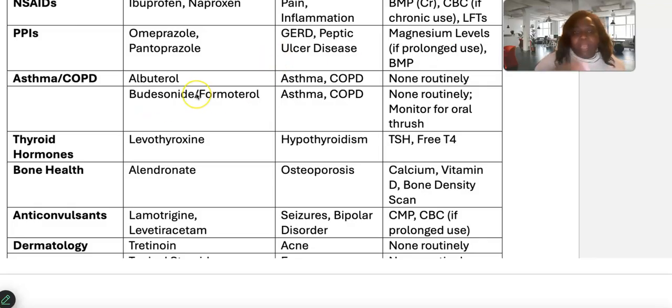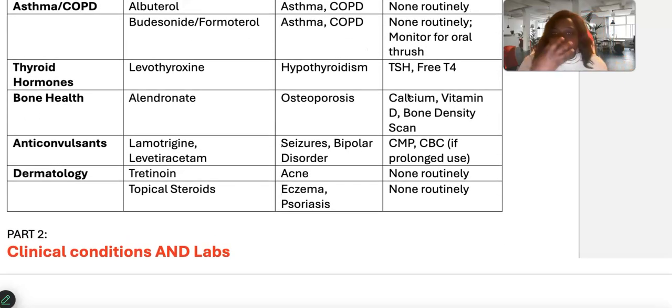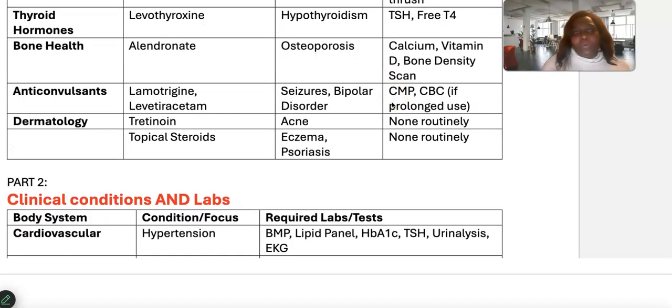Asthma, COPD, albuterol, formoterol, budesonide. There's no routine lab, but you want to definitely check if they have oral thrush. That's something that we chronically see in people taking all these inhalers. Now, what about thyroid hormones like levothyroxine? Of course, you want to monitor TSH and free T4 level.